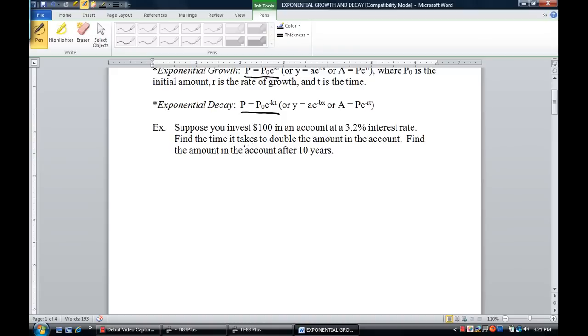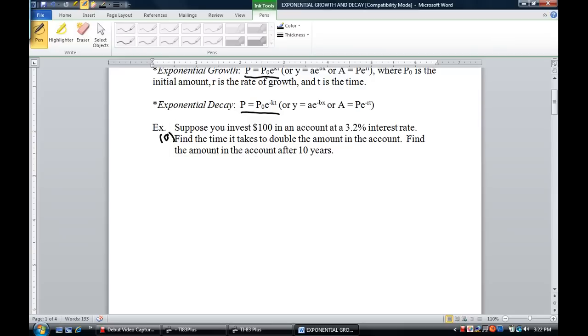Now when you read this problem, it involves investing $100 at a 3.2% interest rate. We want to find the time it takes to double the amount in the account, and then we're also going to find the amount in the account after 10 years. So there's two different questions here. I'm going to mark it as A and B.